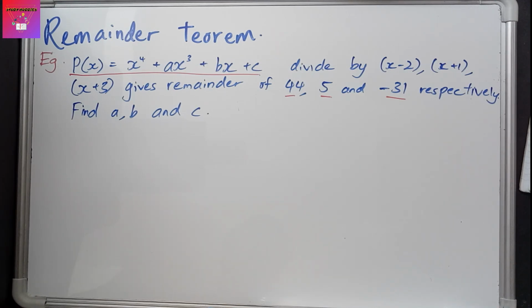If I were to use synthetic division to find them out one by one, I think it would be impossible. So what we have to do in this case is to rely only on the remainder theorem.